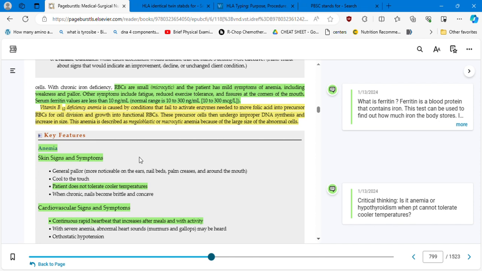We have poor healing process. Serum ferritin values are less than 10, and the normal range is between 10 and 300. And what is ferritin? Ferritin is a blood protein that contains iron. This test can be used to find out how much iron the body stores. In other words, ferritin is our saving account. It's our saving account of iron, okay?